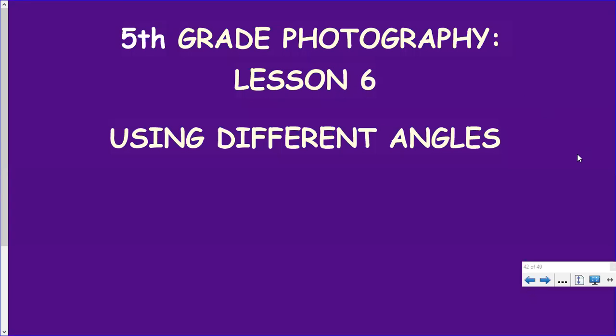You are ready for lesson 6 in our photography class. Today's lesson is about using different angles when you take a picture.